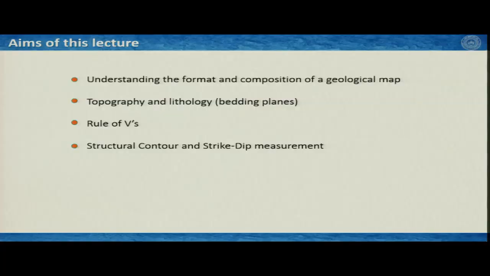Continuing this, we'll learn in this lecture some very basic formats and composition of a geological map. Then we'll try to understand what is topography and its interaction with the lithology, and mostly bedding planes or any planar fabrics, how they interact with each other. After that, while discussing topography and lithology, we'll discover that there is something very interesting, which is the rule of V's. And finally, we'll figure out that even if a bed or a feature is not exposed on the surface, where you cannot measure dip and strike, you can have the line which is connecting the two different lithologies on the surface of the earth, which is contoured, which has a topography, then how to calculate the strike and dip with the help of structural contour.